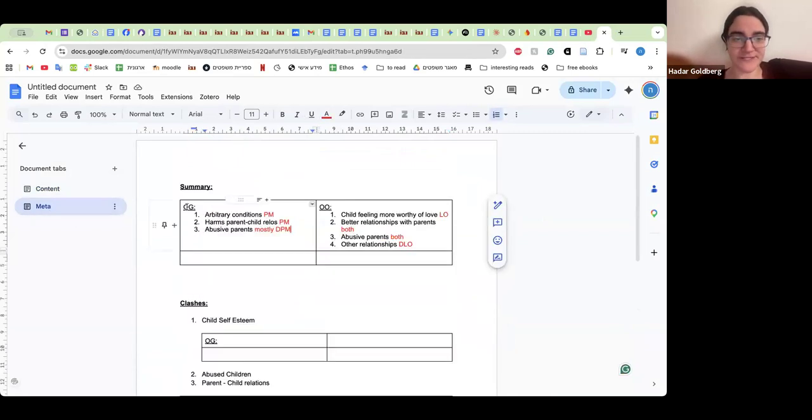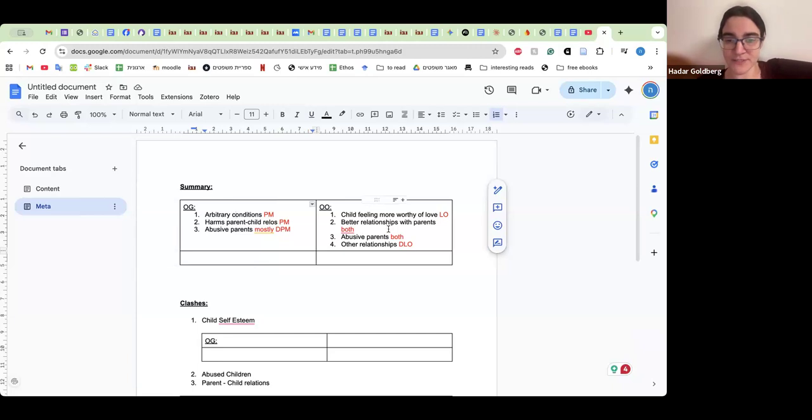So first, very briefly, the summary. Tell me if you think I missed something. If I'm only looking at bottom lines, not looking in depth into analysis mechanisms, OG had 3 points, OO had 4. OG says 1, conditions are arbitrary. 2, this will harm parent-child relationships. For example, it will make them keep more secrets. And thirdly, abusive parents will be more likely to then push their child away and leave their child with trauma.